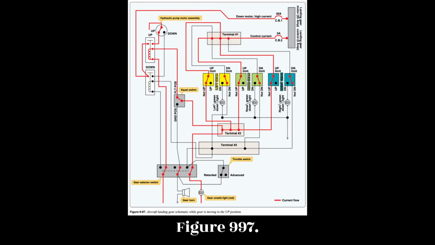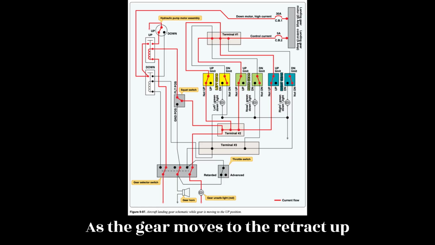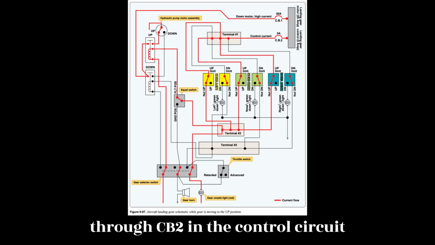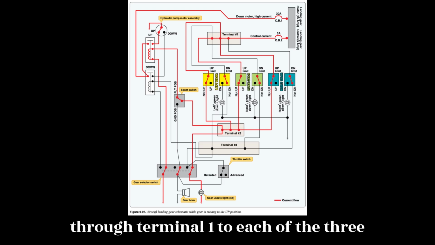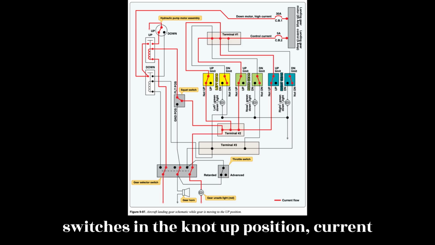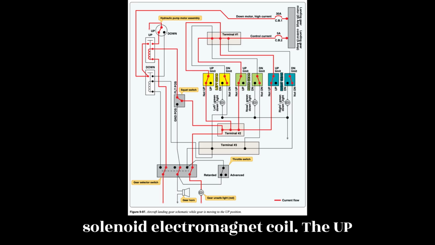Figure 9.97 shows the landing gear electrical diagram with the current flow path shown in red as the gear moves to the retract, up, position. Starting in the top right corner of the diagram, current must flow through CB2 and the control circuit through terminal 1 to each of the three gear up switches. With the gear up switches in the not up position, current flows to terminal 2 and eventually through the squat switch to the up solenoid electromagnet coil.